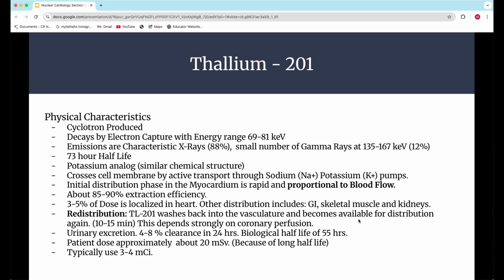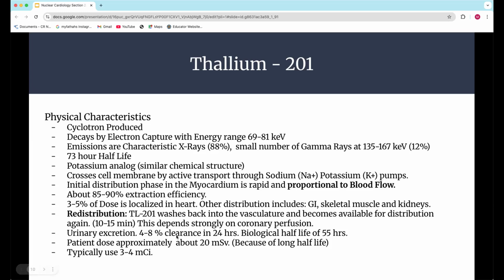But what that means is thallium, as soon as you inject it, it goes immediately into the heart very quickly and very efficiently. And it stays there for about 10 or 15 minutes, and then it actually washes out. So it goes back into the vasculature, and it can actually circulate around again and be uptaken by the heart again. We call that redistribution. So it's kind of a unique way that thallium works, and we really don't have any other nuclide that does that. That goes into the heart, stays for 10 or 15 minutes, and then goes out and can be used again. But that's what thallium does.